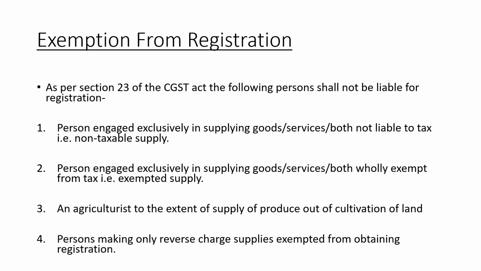Next, an agriculturist, to the extent of supply of produce out of cultivation of land. It refers to farmers and small scale producers whose main produce is derived from land, that is fruits and vegetables, etc. Next, persons making supply of only those goods on which tax is payable on reverse charge basis shall also be exempt from getting themselves registered.